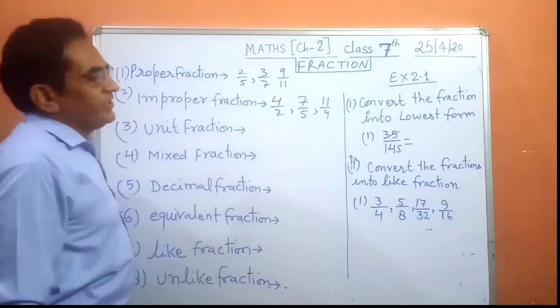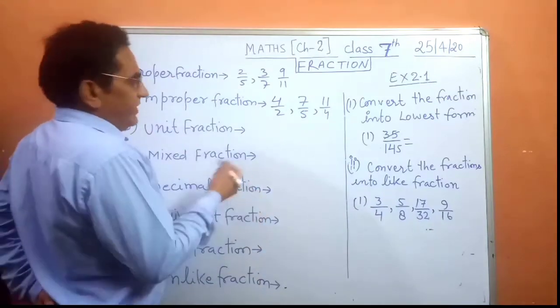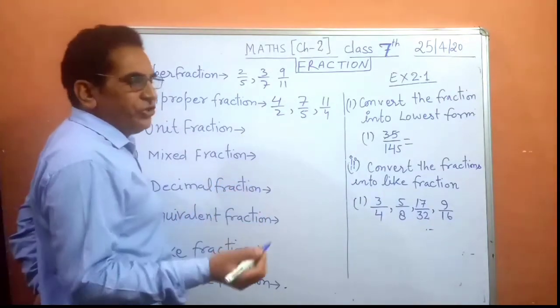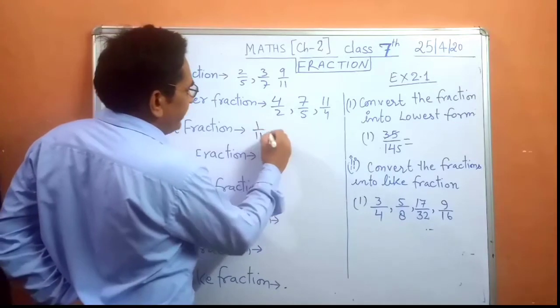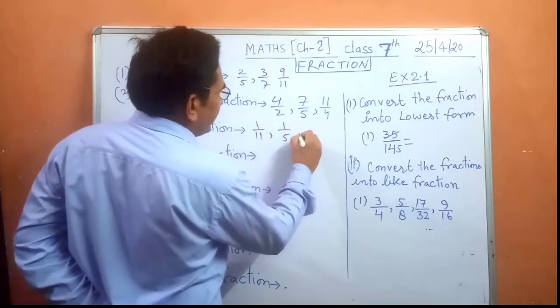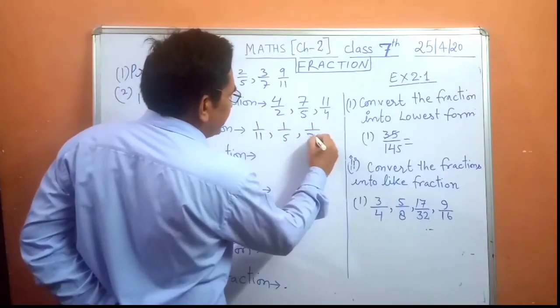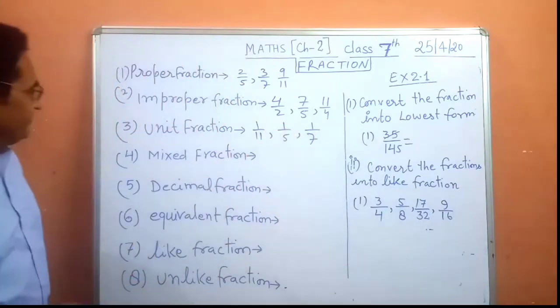Likewise, unit fraction. Unit means 1. A fraction having numerator 1 is called a unit fraction. 1 upon 11, 1 upon 5, 1 upon 7. These are examples of unit fractions.